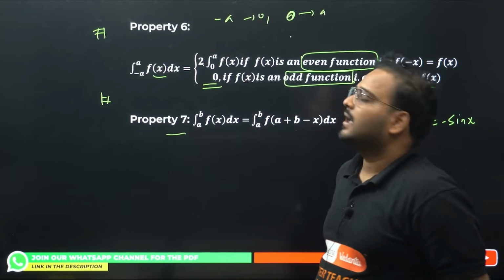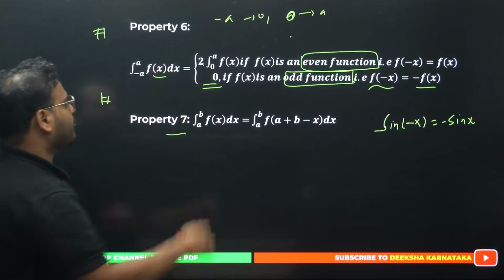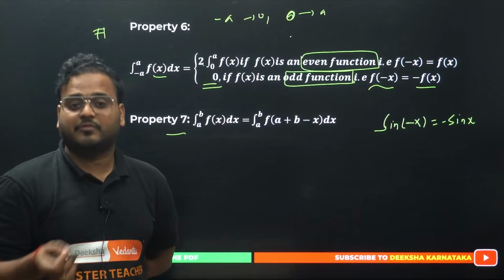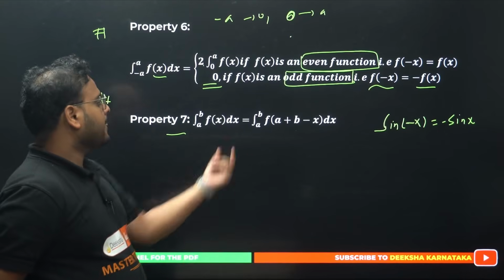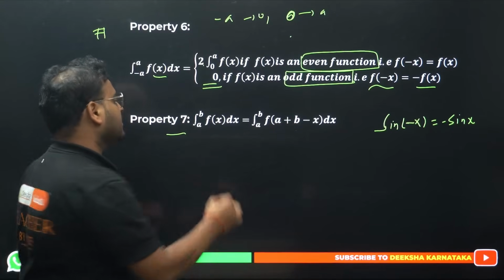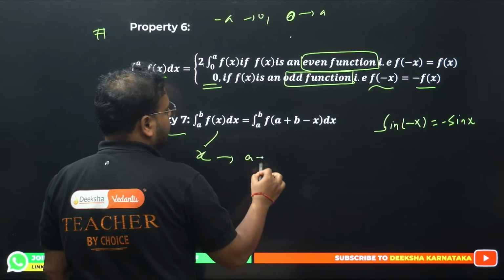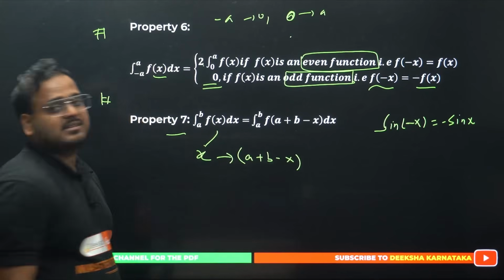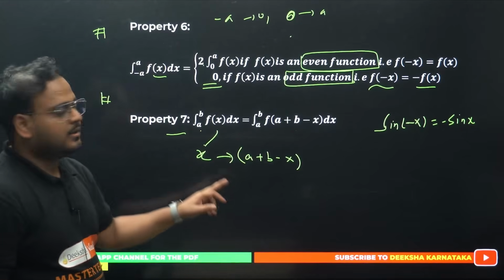Property 7, the integral from a to b of f of x dx. Okay, if you have limits given like this, again very, very useful in the questions. We'll see right now properties. There's a trick defined for this as well. We'll see that as well. Okay, a to b, simply add the limits, a plus b minus x. So you can replace the variable x with a plus b minus x. Replace this x as a plus b minus x under the same limit. Limit remains same. Okay, clear?